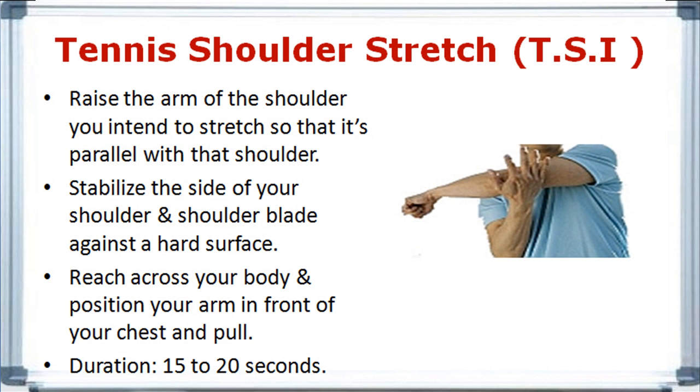Next, reach across your body and position your arm in front of your chest, leaving about an inch of space between your arm and your chest. With the other hand, you want to lock onto the outside of the elbow of the right hand and pull your arm to the opposite side of the shoulder and inward towards your body. The arm that's being stretched should be right at or slightly above your pectoral muscles.